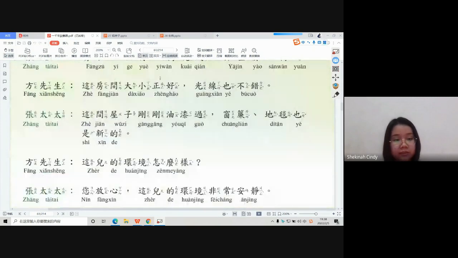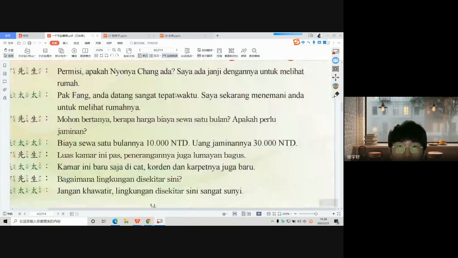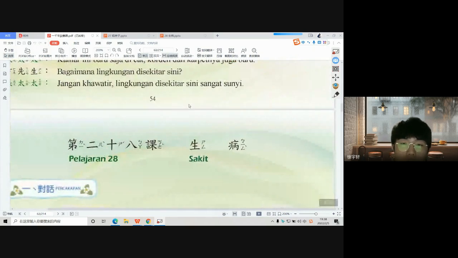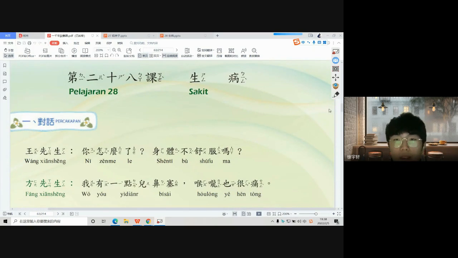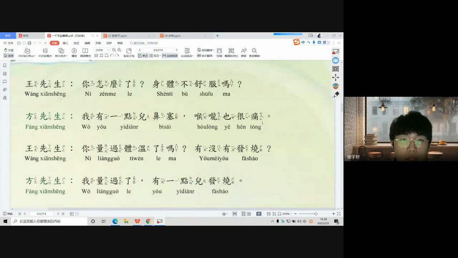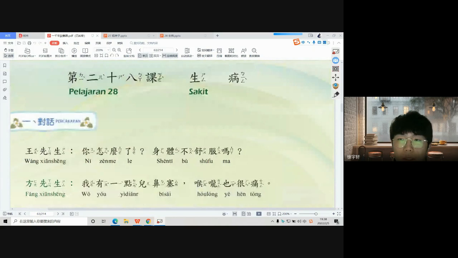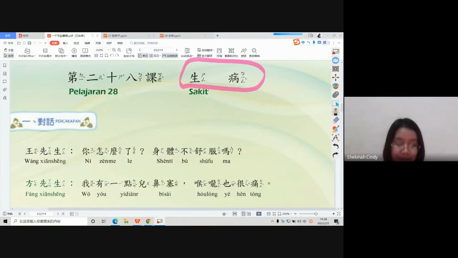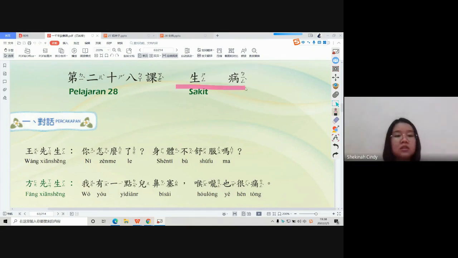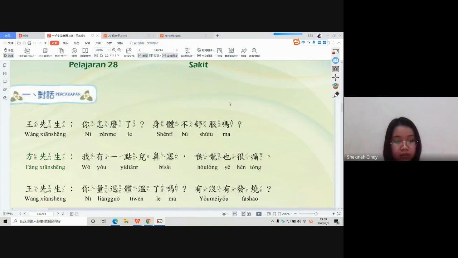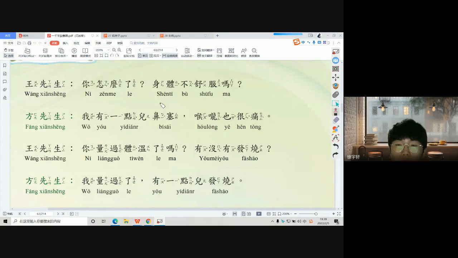Yes. Okay, so let's get to lesson 28 because lesson 27 is quite easy for you. Lesson 28 is 生病. Read after me, please. 生病, 生病, 生病. Yes, correct. Okay, so read after me, one sentence by one sentence.